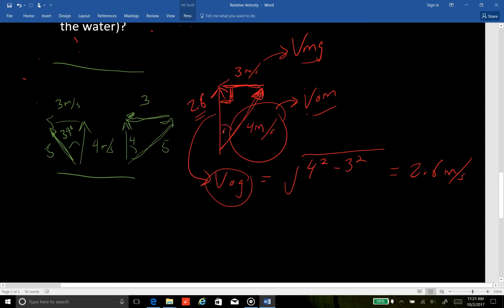now if I want my angle, I can do the same thing I did before, right? I can take the inverse of 3 over 2.6. What would the angle be if I did that? 49?